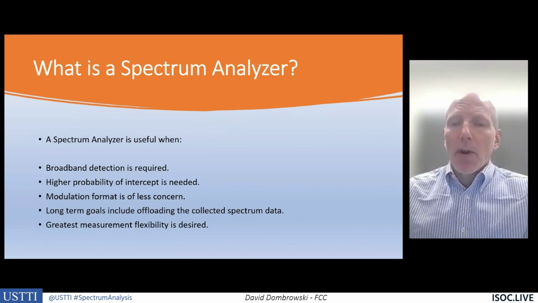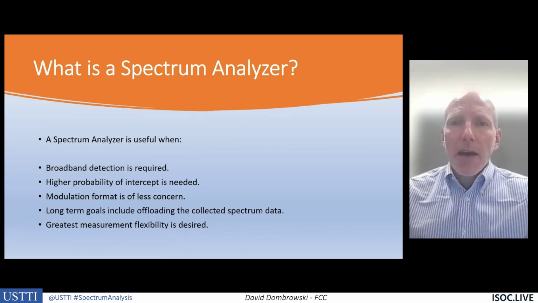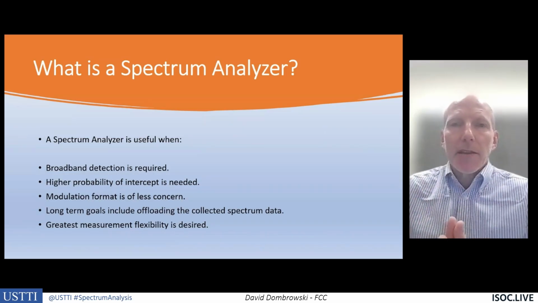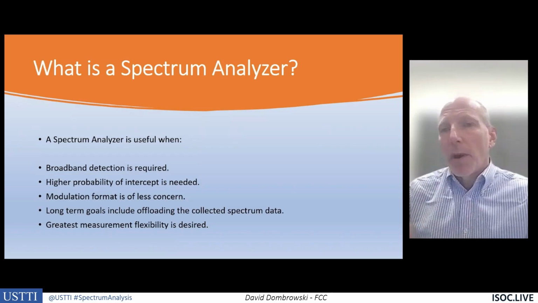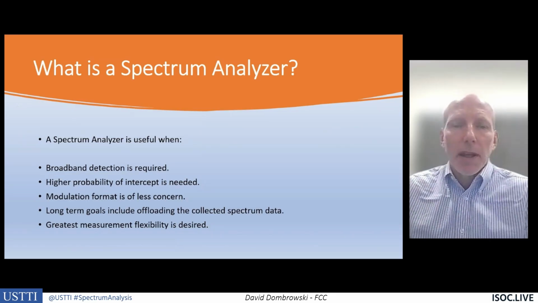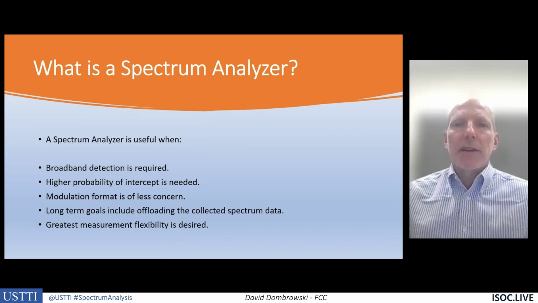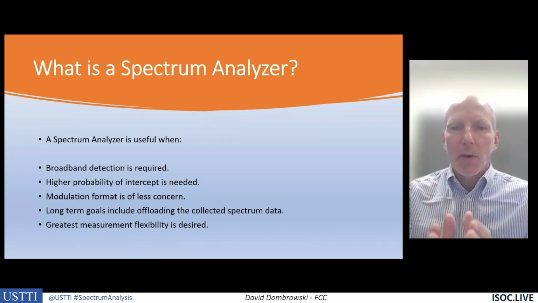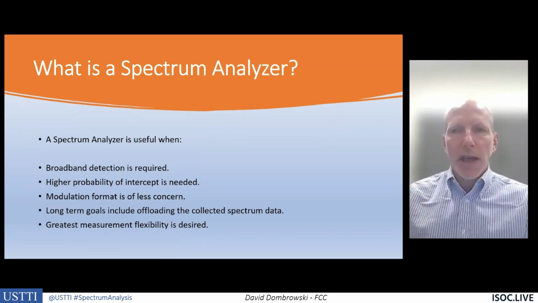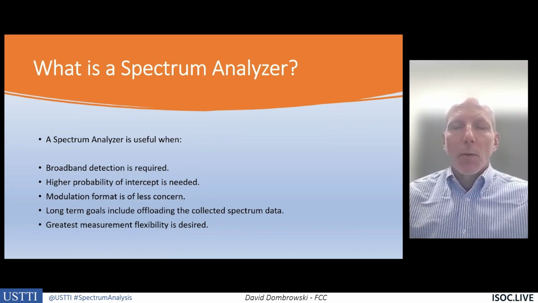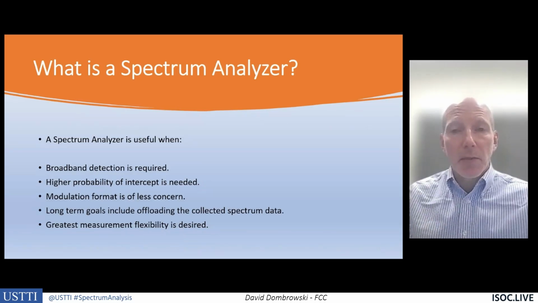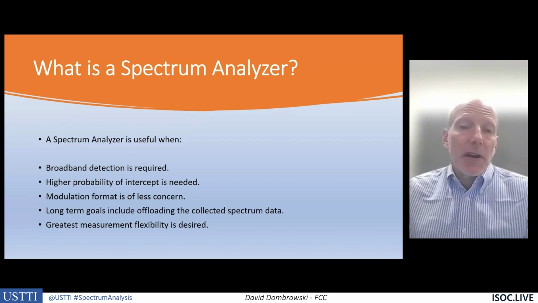It's useful for broadband detection. So if we have a band that we're operating in, say the cellular band, maybe it's 1.9 gigahertz, 1.94 gigahertz here in the United States, and there's multiple carriers or licensees operating in that band, we can look at the entire spectrum. We're not just looking at a small sliver. We can look at the entire spectrum and see how the signals are, what frequencies they're appearing on, how strong they are, and is there any overlap?